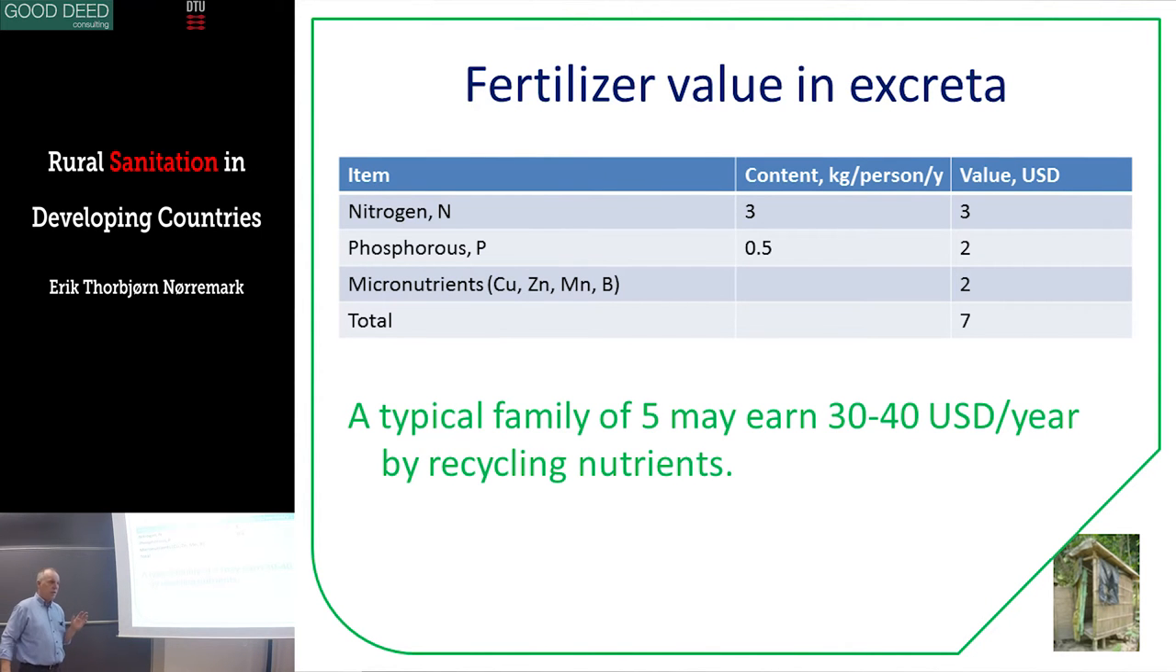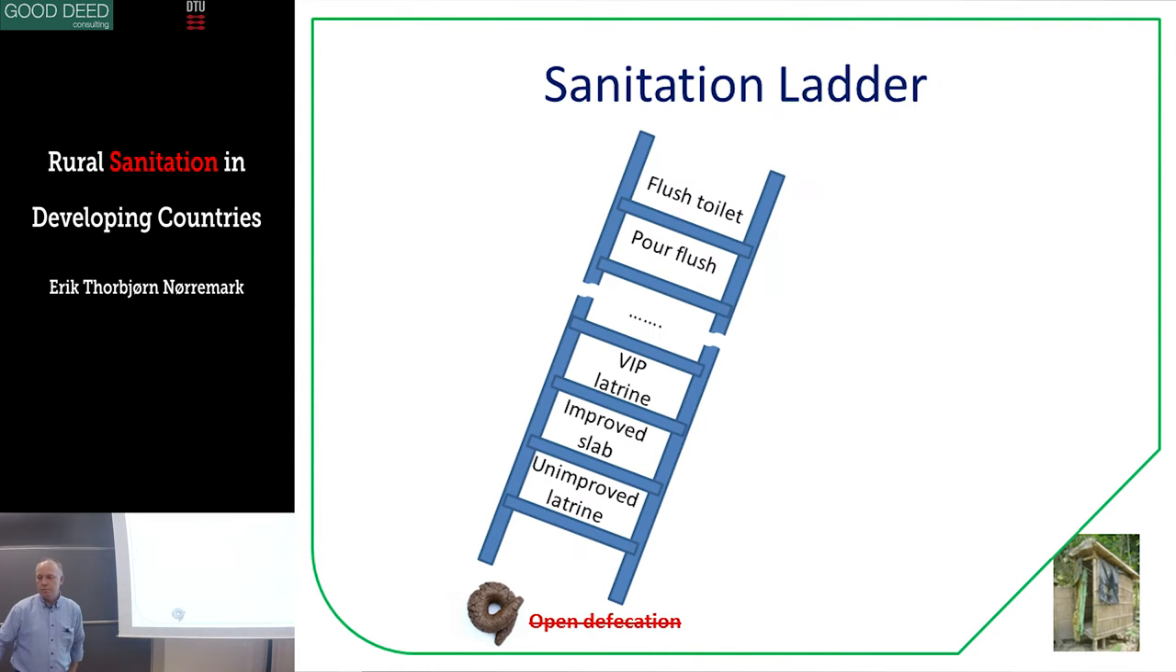You can actually get some value, especially from the urine. Here it goes in and talks about the content, the quantity, and what value it will represent if you use it for agriculture, recycling the nutrients. So $30-$40 a year for a family, that's okay if you're very poor. So it can work if you have the proper introduction to the subject and catch people and convince them.